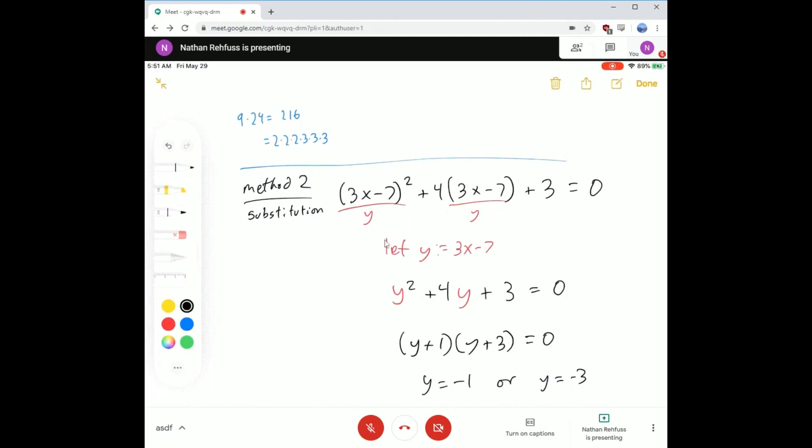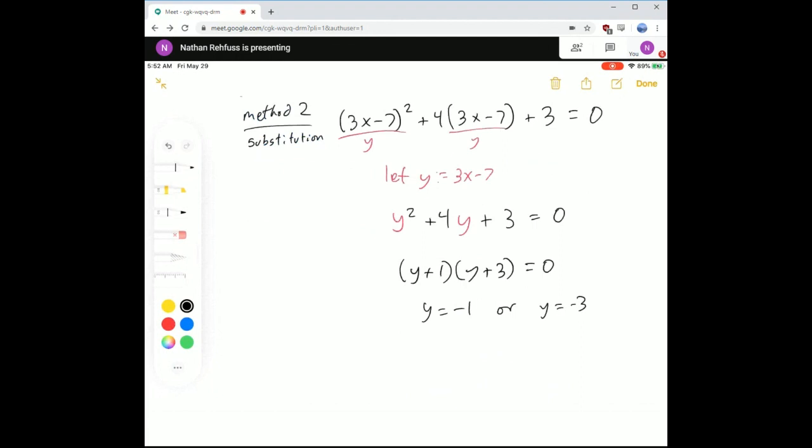And now to finish the problem, I need to find out what x is. So y was 3x minus 7. So this would say either 3x minus 7 equals negative 1 or 3x minus 7 equals negative 3. Now I add 7 to both sides. 3x equals 6, so x equals 2. I add 7 to both sides. 3x equals 4, so x equals 4/3.